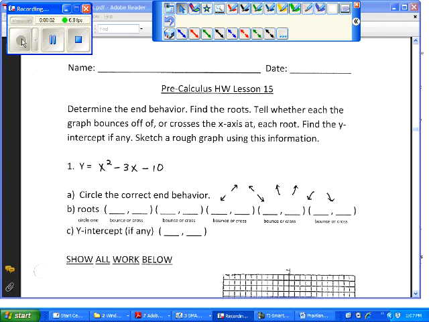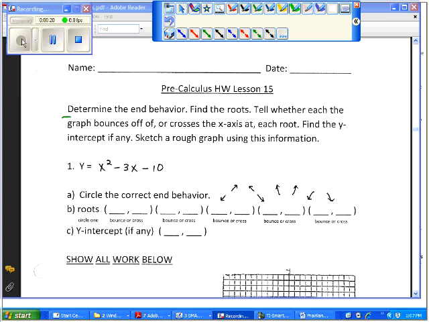Pre-calculus lesson 15. What we're going to be doing is looking at x squared, x cubed, x to the fourth, x to the fifth, and we could go all the way up to x to the hundredth if we wanted to. We're just not going to make it that big. It gets challenging. What we're going to talk about is end behavior. We'll talk about what that means in a minute.